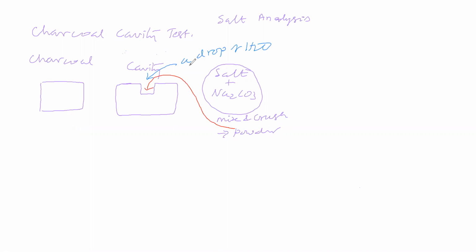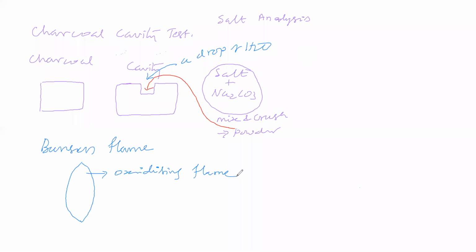Now we are deflecting the reducing flame. How will the reducing flame be there, that we will see. In the Bunsen flame, two flames are there. One flame is like this. This is called an oxidizing flame.